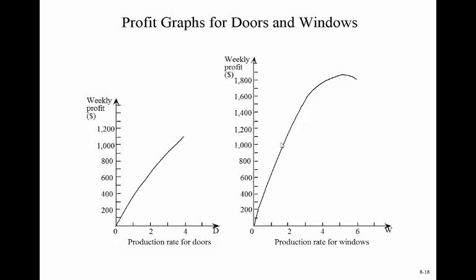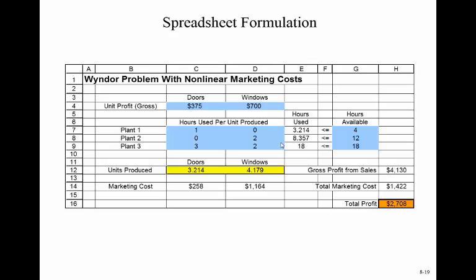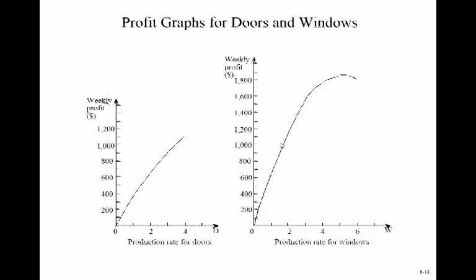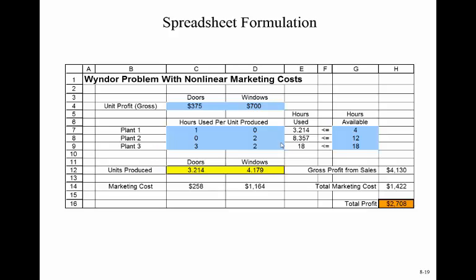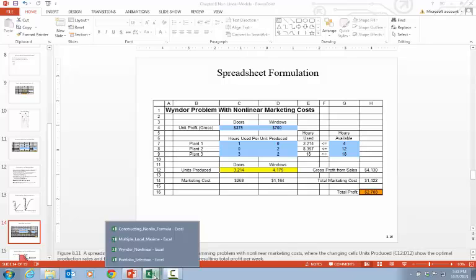consideration the marketing costs. Let me go back to here. So now we've got, again, unit profit values that are different than our original problem. But we also have these marketing costs. And let me show you what that looks like in the model here. So I'm going to go back out to Excel.